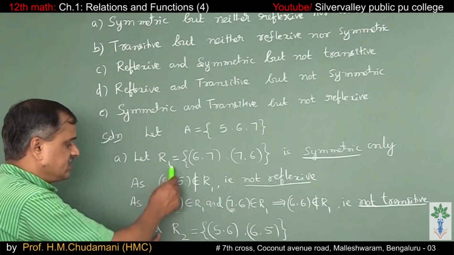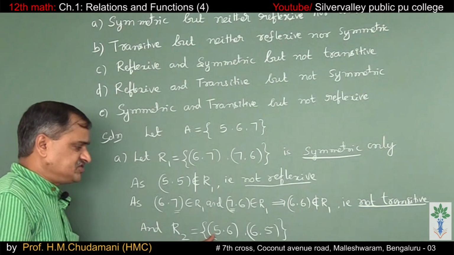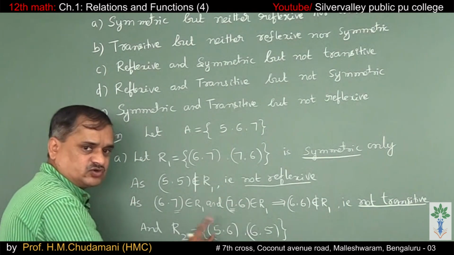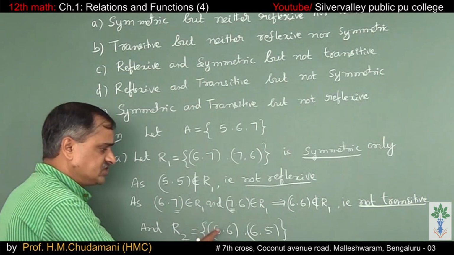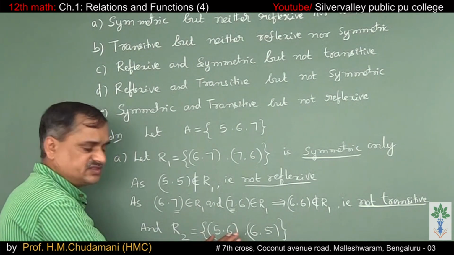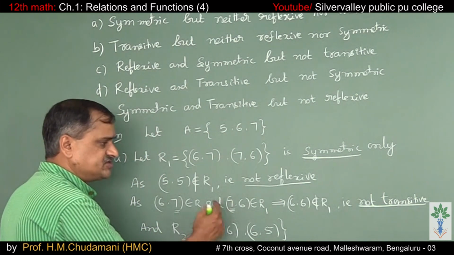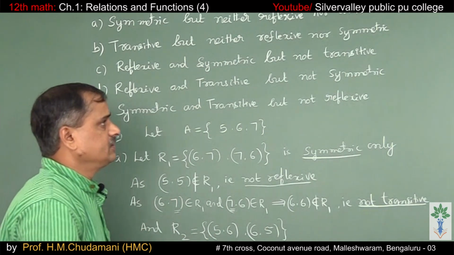So similarly, you can give one more example. R2 is equal to (5, 6). (5, 6) means (6, 5) must be there if it is to be symmetric. I don't want reflexive. (5, 5), (6, 6), (7, 7) are not there in the relation. (5, 5) also does not belong to the relation. That means it is not transitive also. I have given the explanation to you.